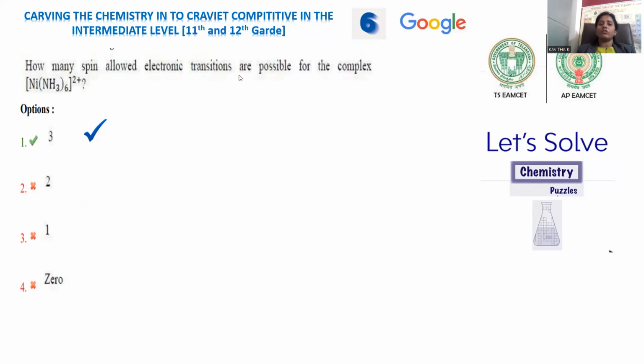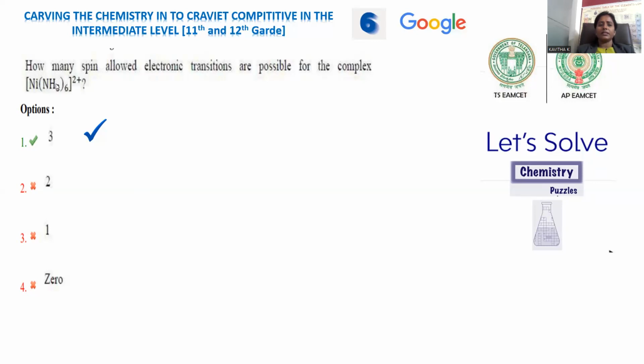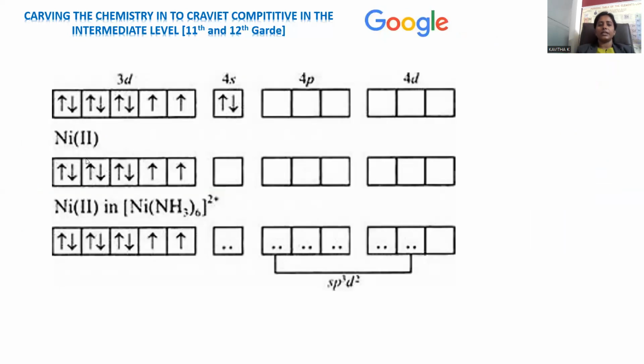How many spin-allowed electronic transitions are possible for the complex [Ni(NH3)6]2+ ion? It is a kind of octahedral complex of nickel where the [Ni(NH3)6]2+ cation is there. Spin-allowed electronic transitions we need to calculate. In order to explain this one, first of all, we have to see the electronic configuration. Nickel existing in this [Ni(NH3)6]2+ is in the +2 oxidation state on the central metal, so that we can write like this.